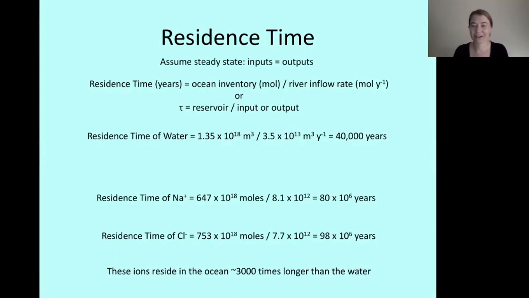And this is in contrast to a lot of molecules that are interacting perhaps with the organisms that live in the ocean, that have much, much shorter residence times than things like sodium and chloride, where they're just hanging out for 1 million years. So these estimates of residence time give us a sense of the types of processes that are controlling the abundances and distribution of these molecules.